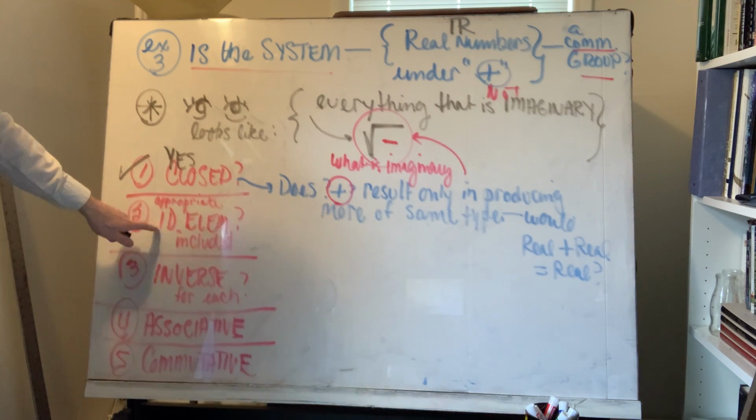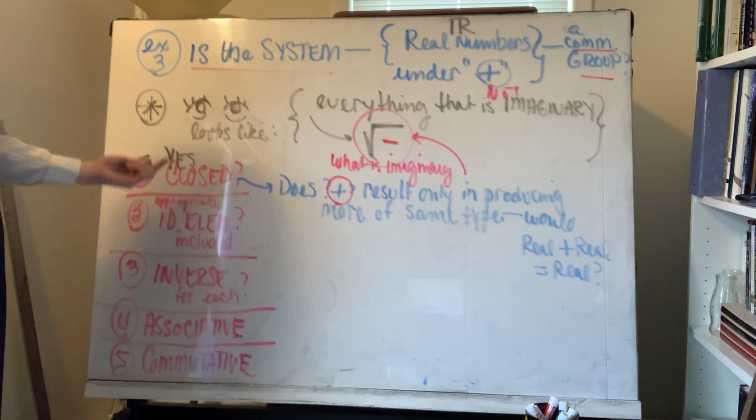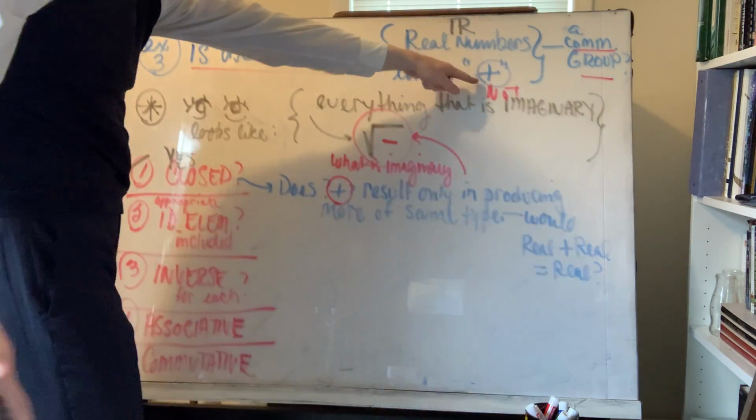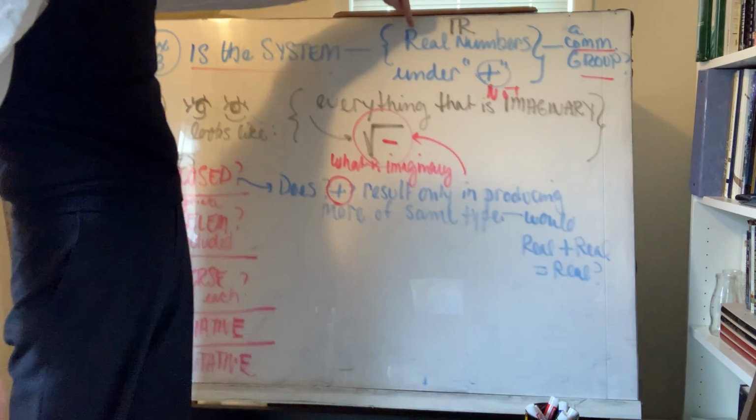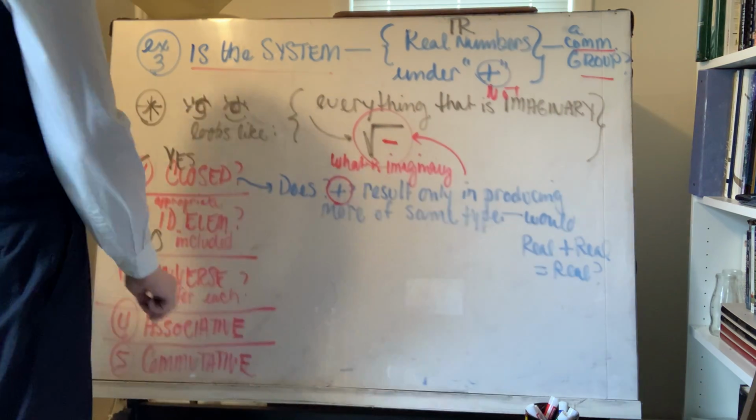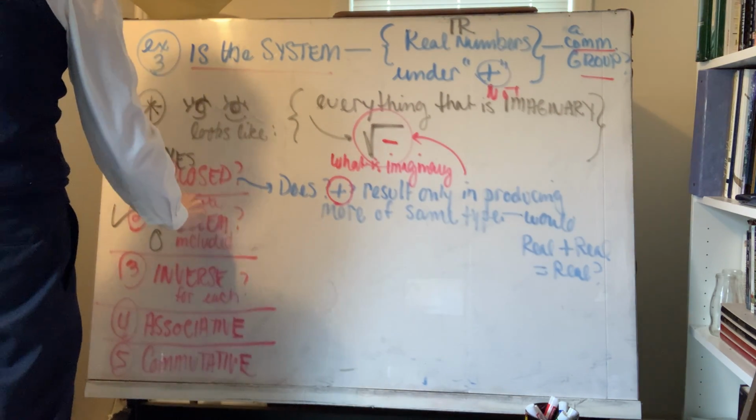Is the appropriate identity element included? Remember, the appropriate identity element for adding would be 0. Is 0 a real number? It is. So you would say yes.